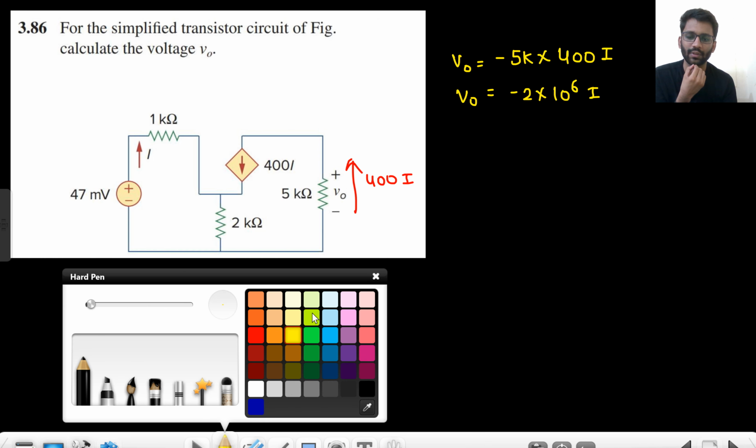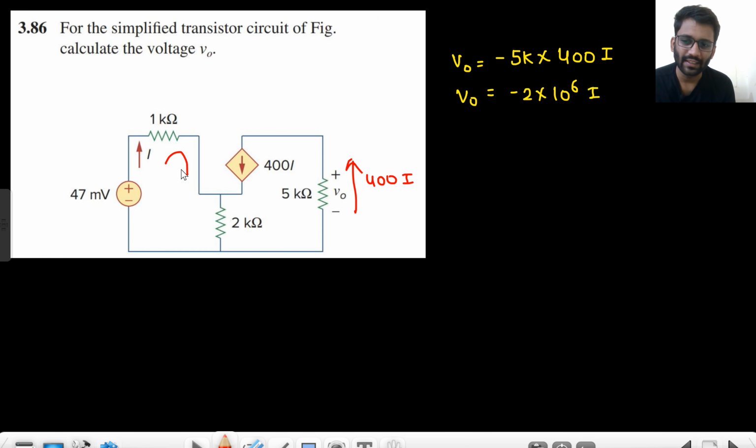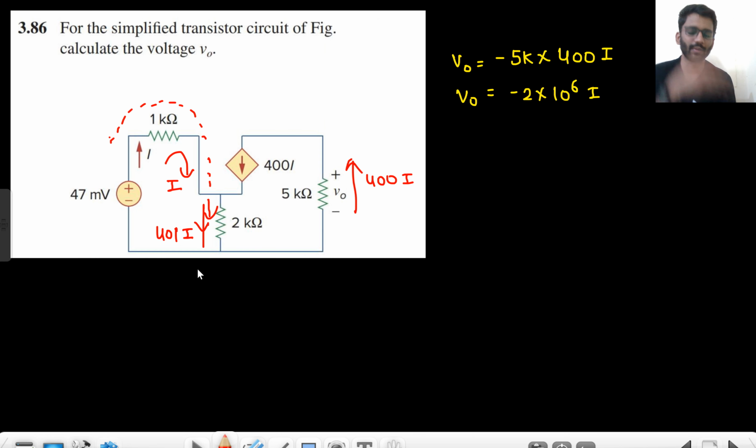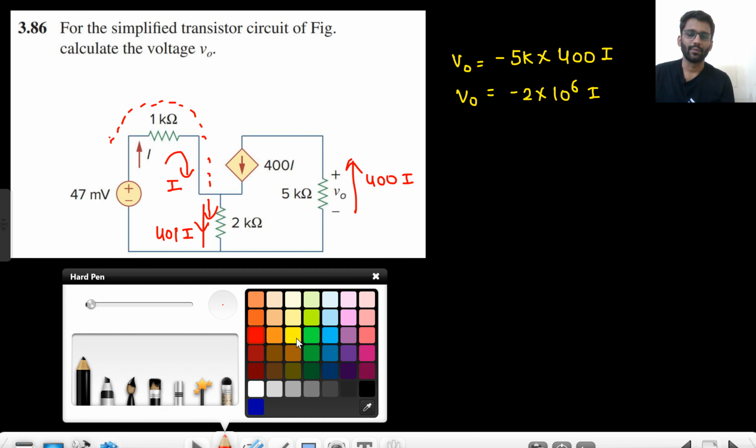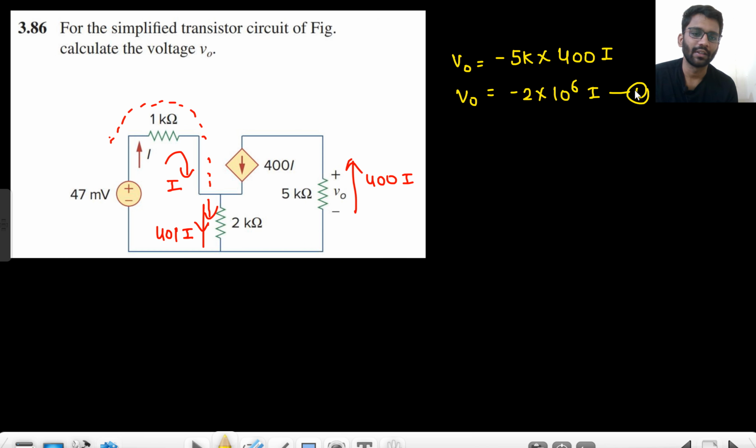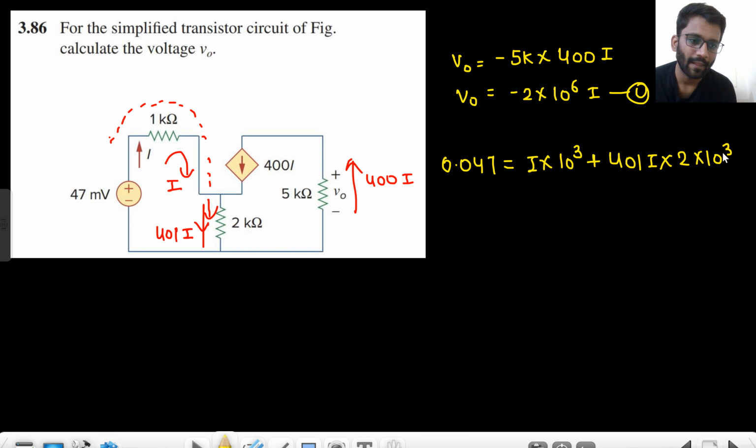Okay. Now tell me one thing. If this current is I and this current is 400 I, so what is the value of this current? That is 401 I. So now I can just apply KVL in this loop, right? I can apply KVL in this loop. So what I will do? This is equation 1. So 47 millivolt, that means 0.047 is equals to I into 1 kilo ohm, that means 10 to the power 3, plus 401 I into 2 kilo ohm, right?